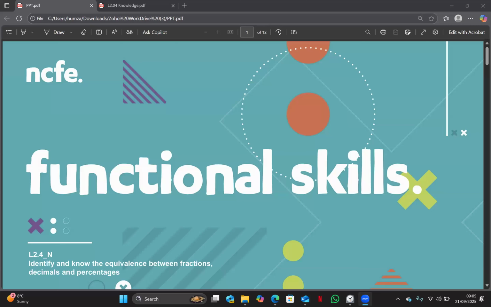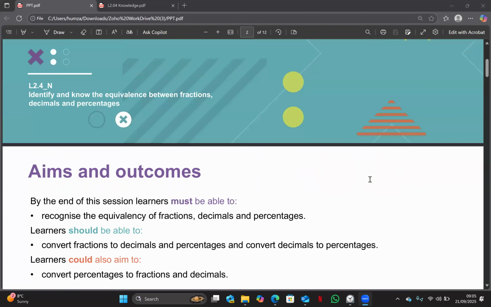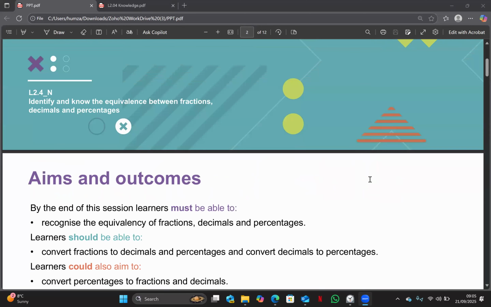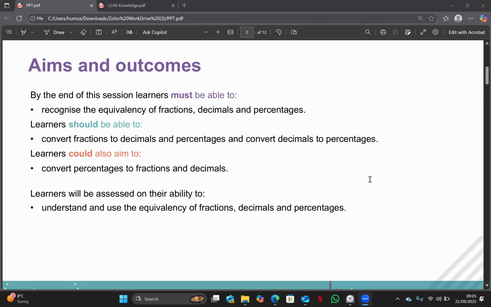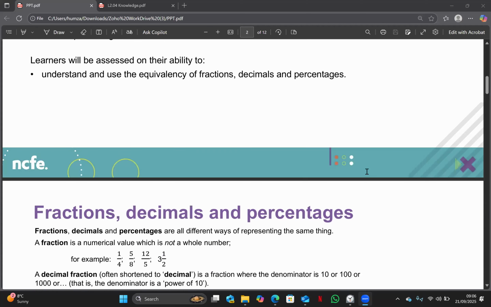Cool. So today, we're learning about equivalence between fractions, decimals, and percentages. By the end of the session, you should be able to recognize the equivalency of fractions, decimals, and percentages. Learners should also be able to convert fractions to decimals and percentages, and convert decimals to percentages. Learners could also aim to convert percentages to fractions and decimals. Learners will be assessed on their ability to understand and use equivalency of fractions, decimals, and percentages.